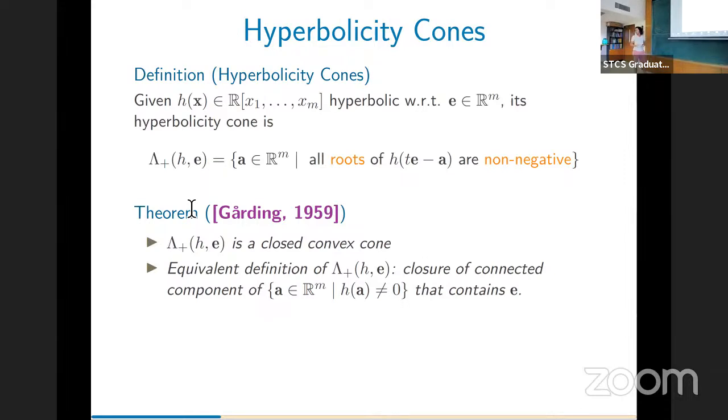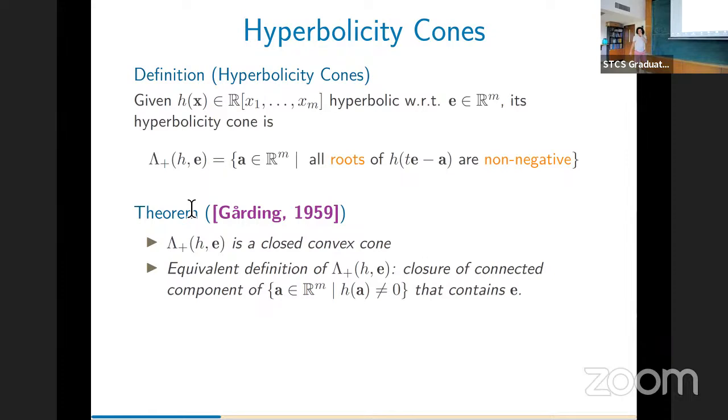So what's the picture? If I draw the polynomial H, let's say I have only 2 variables in degree 4, and I'm going to draw the zero set of my polynomial. It's going to be like this and this. Yeah, thanks for the question. So this is the zero set of my polynomial, whatever I drew. And what I'm saying is that E is here.